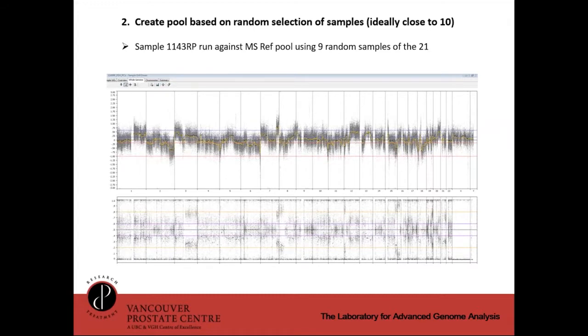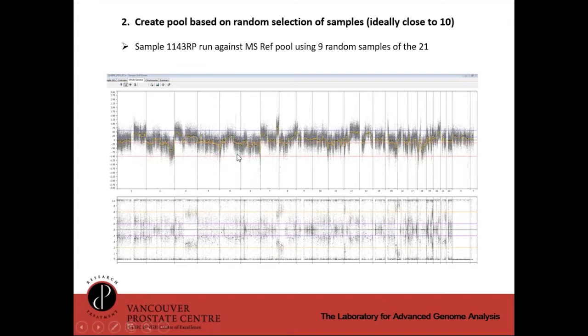So here I'm just grabbing. I don't have any knowledge of this cohort yet, so I don't know what these samples look like. So the best way to do it is let's just grab 9, as close to 10 as possible. I grabbed 9 of the 21, and I just made a pool of them. I just randomly selected them, and I threw these in the pool, and I tried it, and I ran them against another primary here. And when I did, it actually doesn't look too bad.